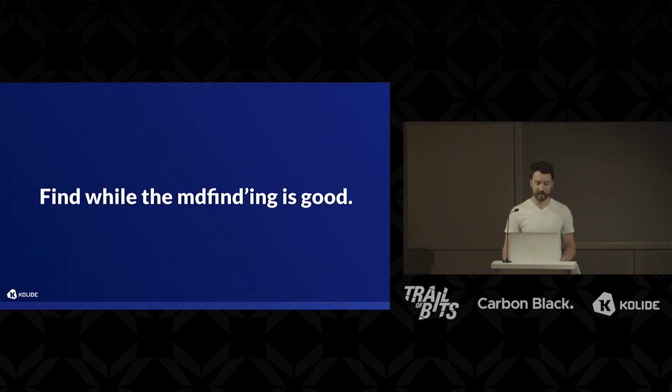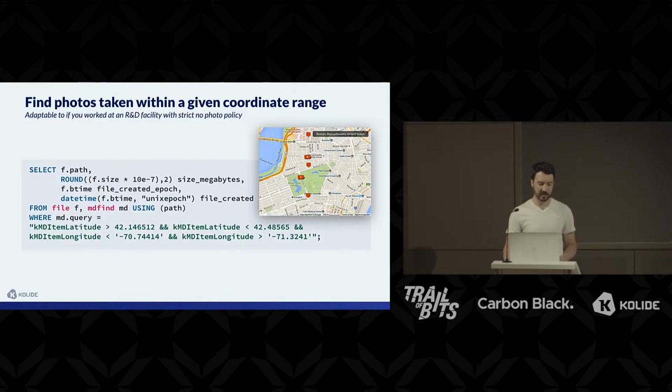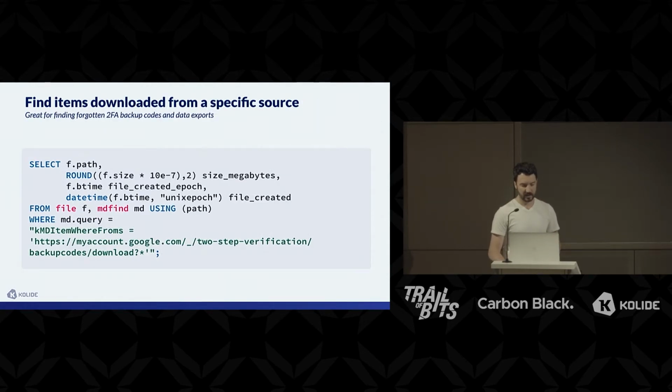So that's mdfind. I've included a couple other fun examples of things that you can achieve with mdfind, such as looking for photos that were taken within a sensitive location, like an R&D facility or military base. You can scope to lat and long. You can, as we said, find items downloaded from a specific source, in this case, Google G Suite 2FA backup codes.